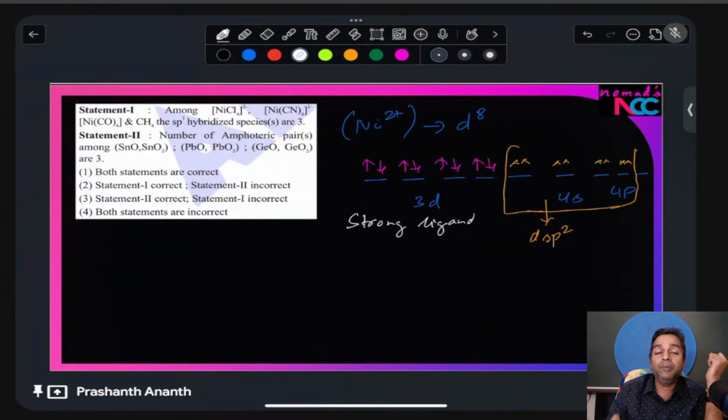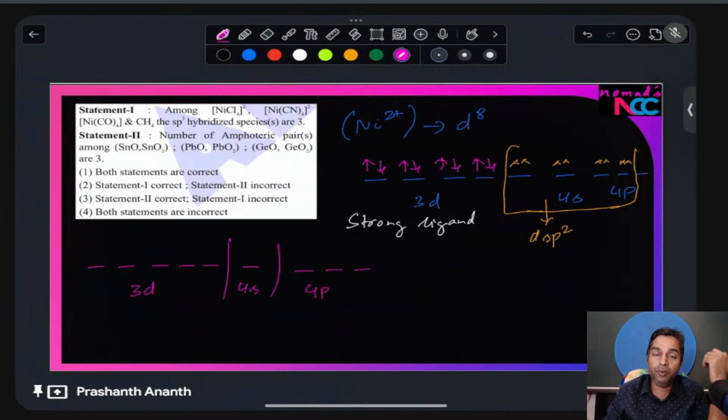If it is going to be in the presence of a weak ligand, let's put down the same 3d here. This is going to be the 3d, this is going to be the 4s, and these are going to be the p orbitals over here. So 3d, 4s, and 4p. If I'm going to have a weak ligand, it cannot force enough repulsion to forcibly pair up the d orbital electrons there.